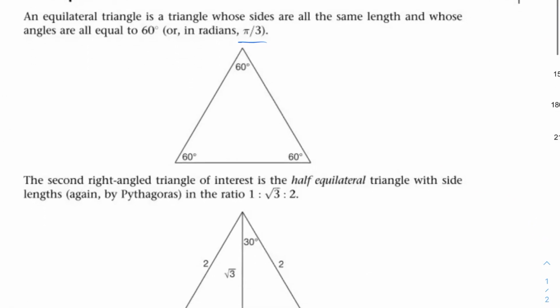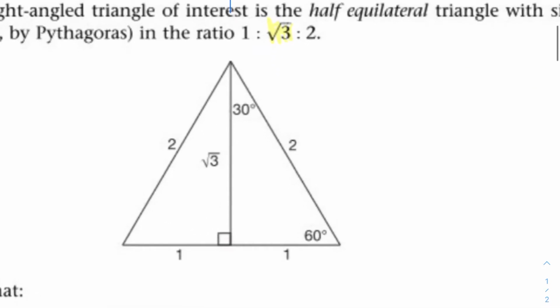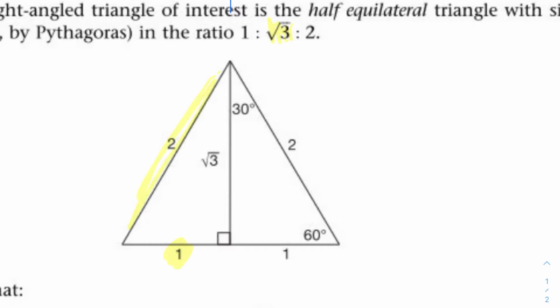The second right angle triangle of interest is the half equilateral triangle with side lengths, again by Pythagoras, in a ratio of 1, square root of 3 and 2. Basically we're just taking this equilateral triangle and cutting it in half, with a very good straight line. Here you can see that the hypotenuse is 2. This is half of that, you've cut it in half here, making 1. And the ratio of this center line, as it relates to this and this, is going to be the square root of 3.